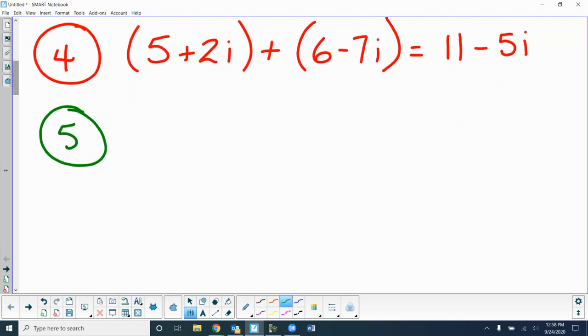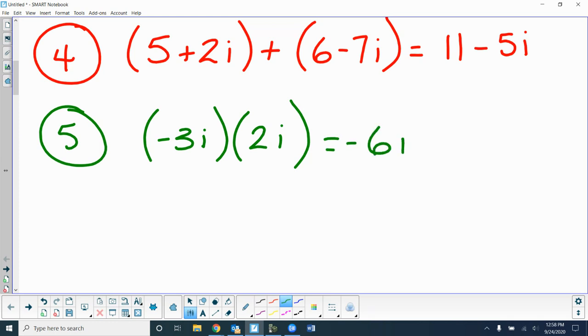All right, number 5. This is multiplication. There's nothing between my 2 parentheses, so that means you multiply them. So we just multiply the 2 together. Now you can multiply anything. They don't have to be like terms, even though they are like terms. But it's just negative 6 i squared. Just like if they were x's, it would be negative 6x squared, right?